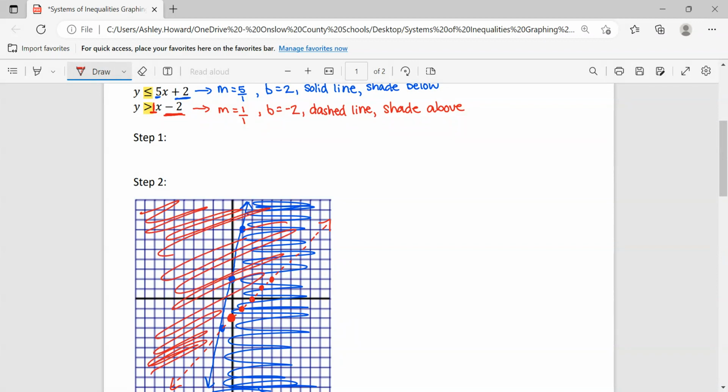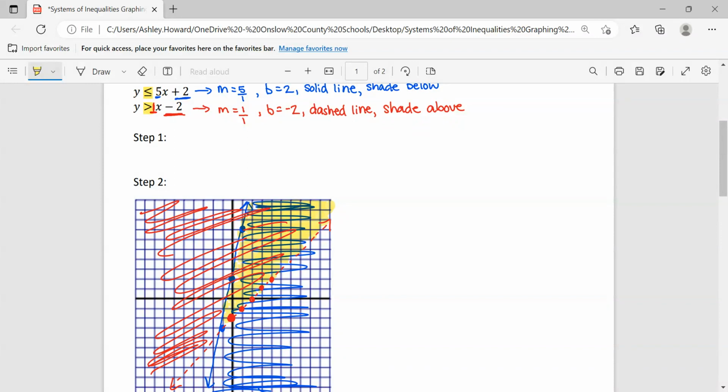So now what we're going to do is look at where those two graphs intersect. Where those two shaded regions cross over each other is in this section right here. So this is where our common solutions are going to be for these two inequalities. This is where the overlap is. So these would be the solutions for our system of inequalities.